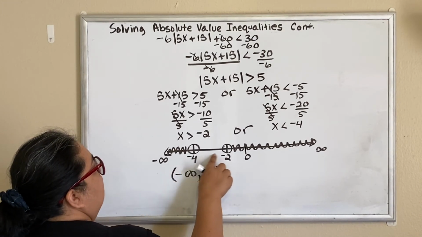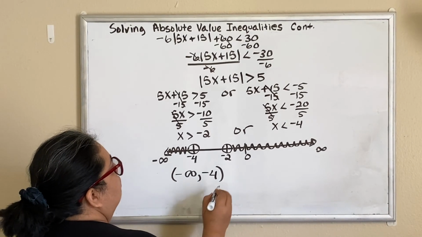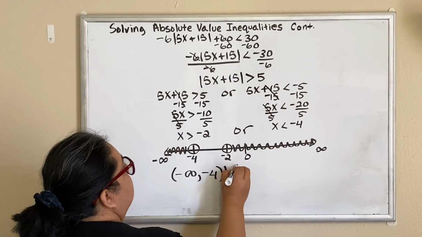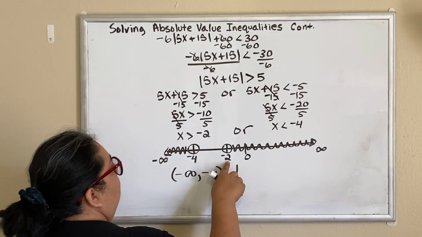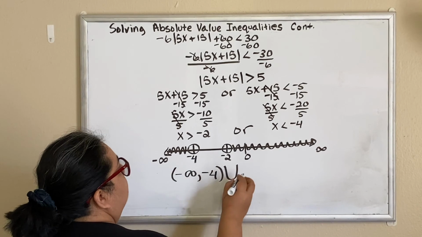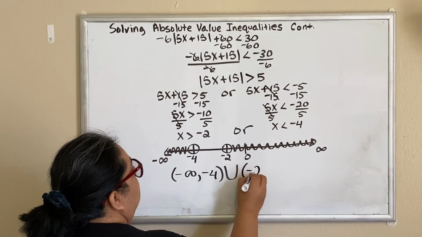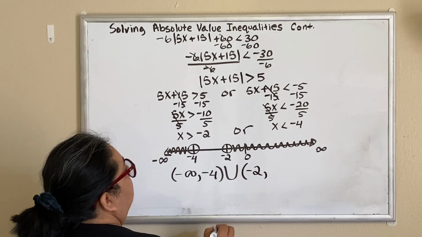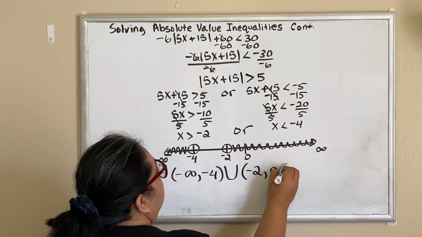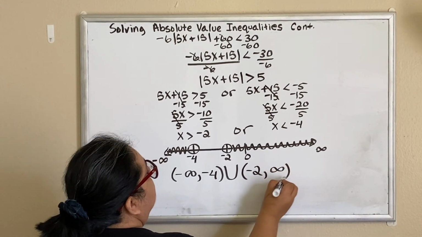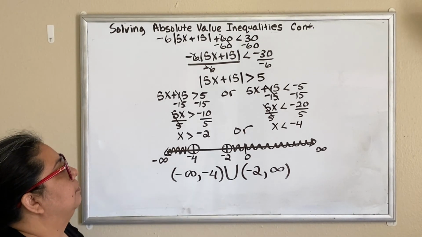Now we have a break in between the two numbers. When we have a break, we use a union. So we're going to put a U, which represents union. And now we're at negative 2. Negative 2 is open. Since it's open, we're going to use a parenthesis. We're going to write negative 2, comma, and we shade until we get to infinity. And since it's infinity, we close with a parenthesis. And that's our solution to example 2.